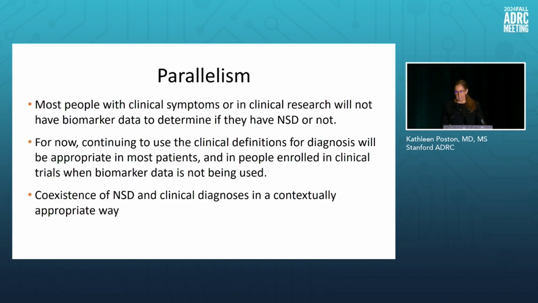We also recognize that the majority of individuals who are seen both in research as well as in clinic will not have availability of these biomarkers. They're CSF-based, they're SPECT-based, and so for now, continuing to use the clinical terms for diagnosis will be appropriate in most patients, both in clinical work as well as research, and the coexistence of neuronal synuclein disease and the clinical diagnosis in the contextually appropriate way is appropriate.